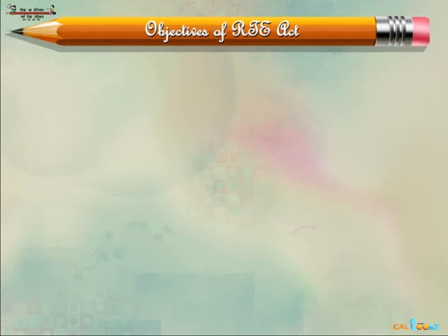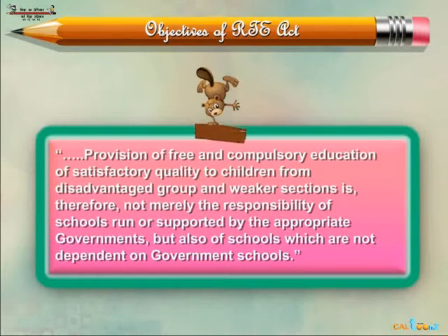Objectives of the RTE Act: provision of free and compulsory education of satisfactory quality to children from disadvantaged groups and weaker sections is therefore not merely the responsibility of schools run or supported by the appropriate governments, but also of schools which are not dependent on government schools.